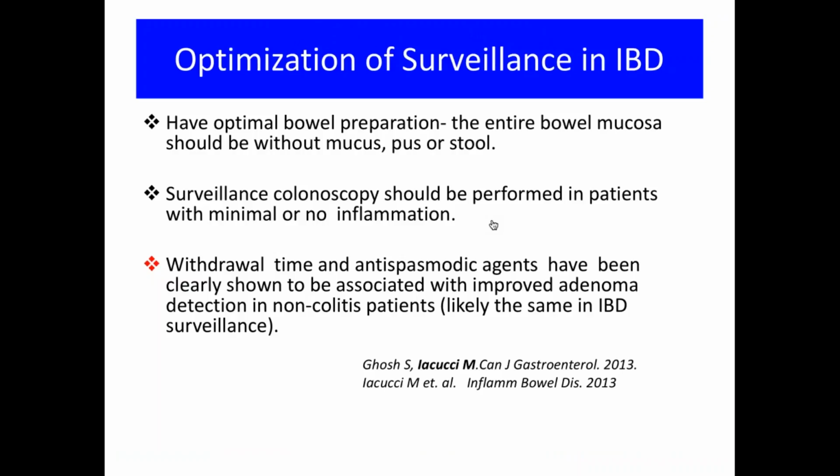But how do you optimize your surveillance? First of all, you need good, optimal bowel preparation. Then it's important you perform your surveillance with minimal or no inflammation. And the goal is the withdrawal time. The withdrawal time and the careful inspection are really important to increase the detection rate of dysplasia in IBD.